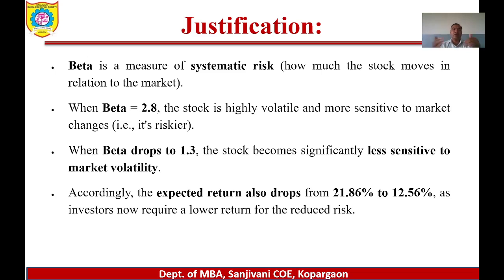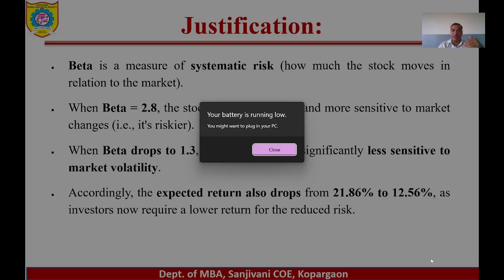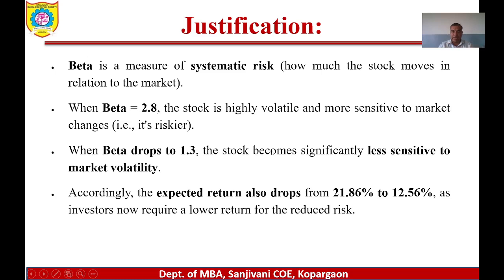So it is riskier. And when that beta drops to 1.3, the stock becomes significantly less sensitive, because sensitivity is something we call volatility. So the risk is reduced, market volatility is reduced, and based on that the expected returns also fall. That is, the expected returns drop from 21.86% to 12.56% as investors require lower returns for the reduced risk. So that is the market phenomenon, and based on that this justification has come.